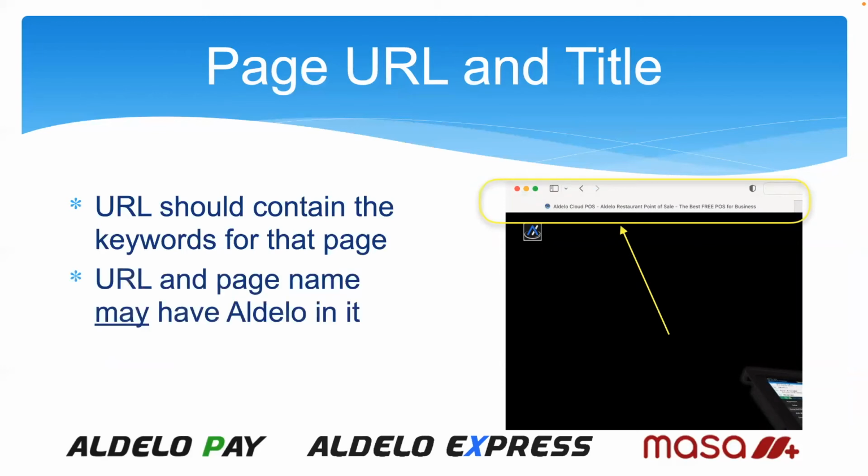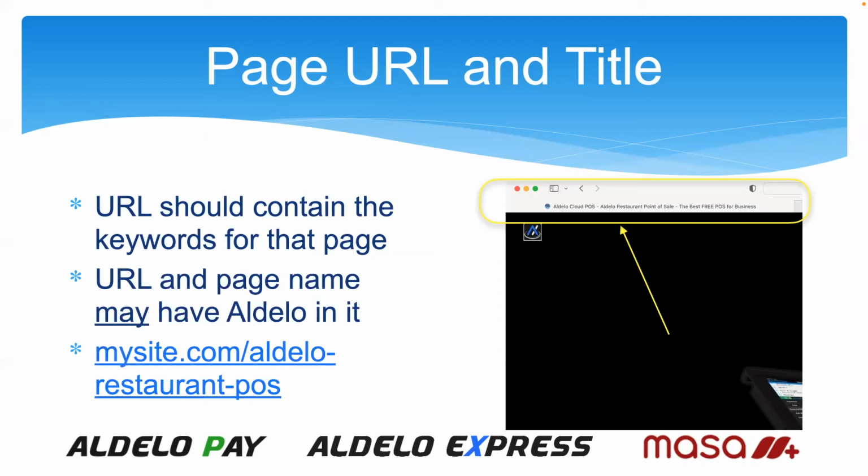The page name may have Aldelo in it. Now, in your contract, it says you cannot use Aldelo in the web address as far as your domain name. So where it says here on the screen, mysite.com, you cannot put myaldelosite.com. You cannot have Aldelo in the domain name. But you can have Aldelo in the page name after the slash. So in this case, mysite.com/Aldelo-restaurant-POS. That is a legitimate page name that you should consider for all of your pages that refer to the Aldelo products.